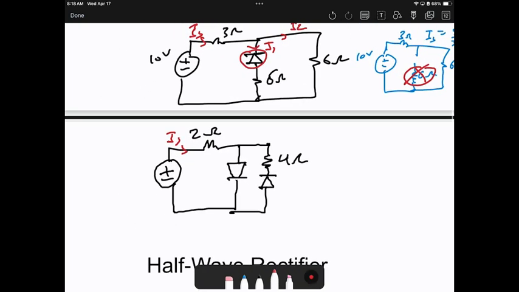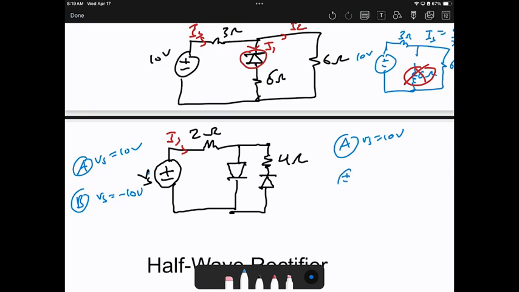Two cases. Case A, this is V source equal to 10 volts. Case B, when V source equals negative 10 volts. Okay, what should I do? Look at this circuit. Let's assume case A. When V source equals 10 volts, the current I source will go out from the positive, right? So what will happen?